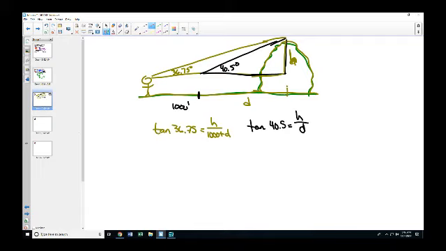I'm going to solve for H. So multiply by 1,000 plus D, we get H equals tan 36.75 times (1,000 plus D). All I did was isolate H. I multiplied it by the denominator.